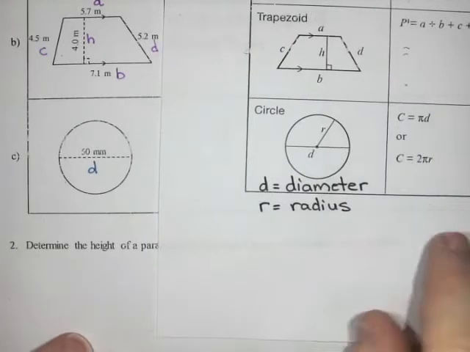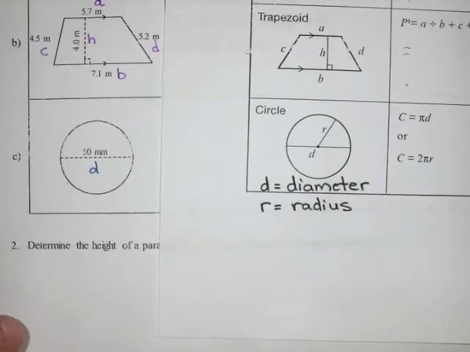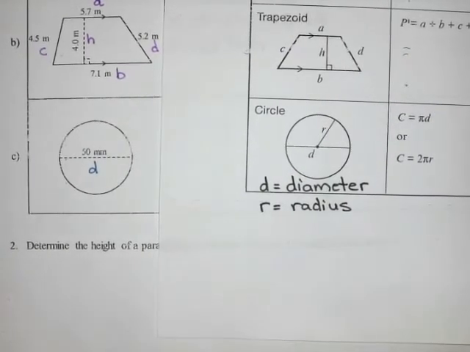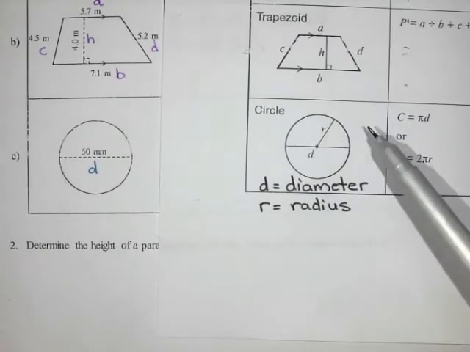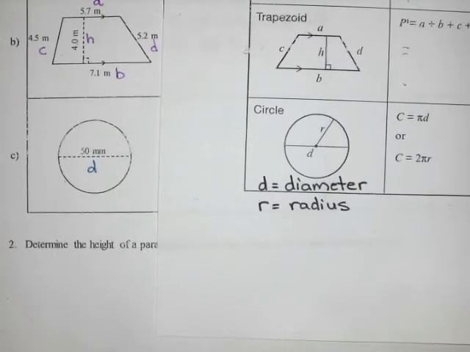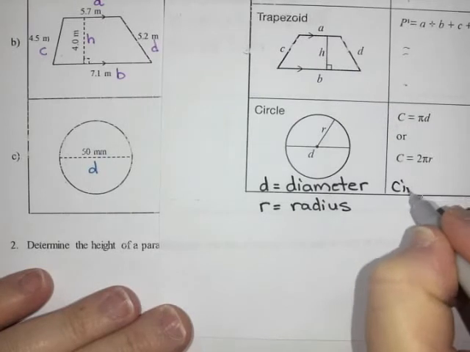Now you'll notice there are two different formulas here. One of them says C. Now the perimeter of a circle has a very specific name. It is called the circumference.